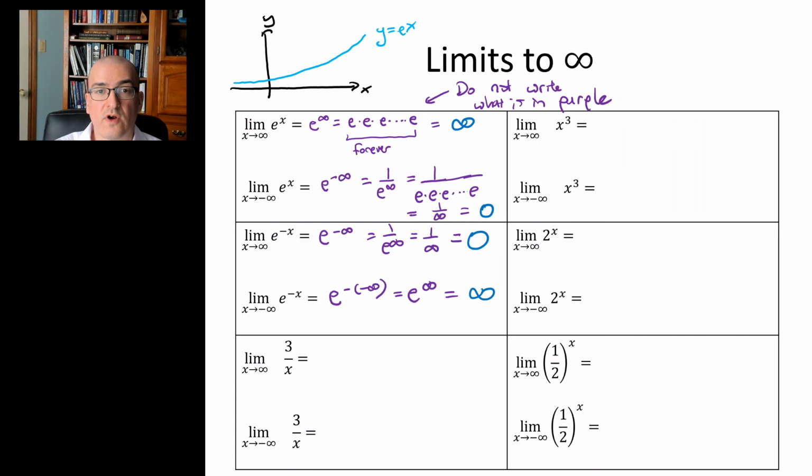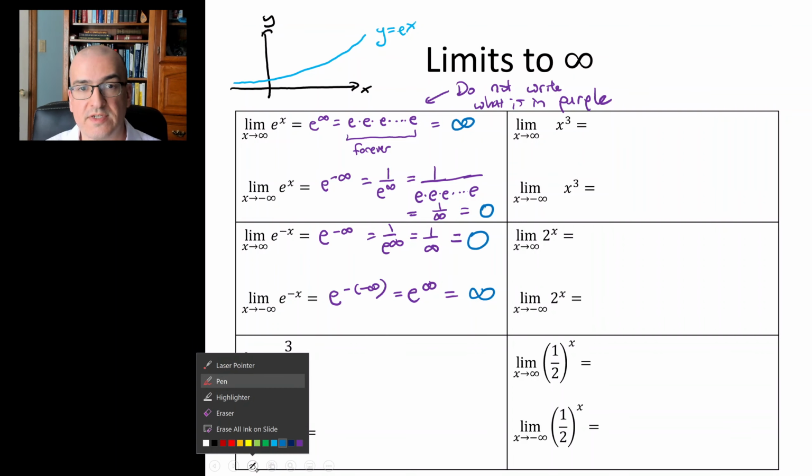We could also draw a graph of e to the negative x. E to the negative x is like the graph that's pictured here, but flipped left and right. It's mirrored left and right. So it's increasing as you go to the left and decreasing to 0 as you go to the right.